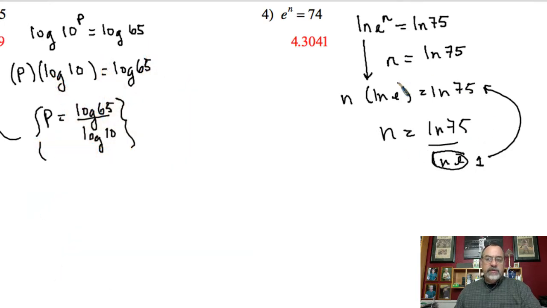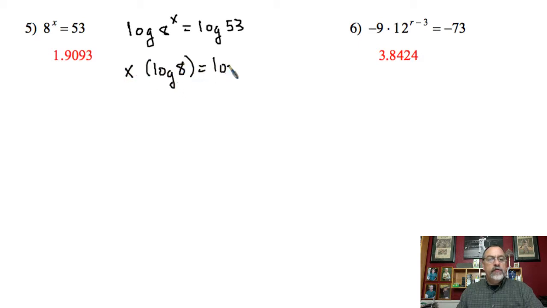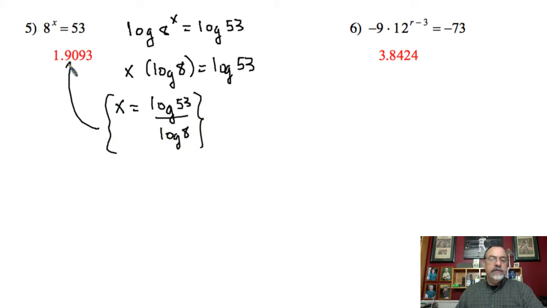Okay. Let's do some more examples. Okay, example 5 here, the term that has the variable is already isolated, so to undo the exponential, we're going to take the log of both sides, equals log of 53. We then apply the power property, so that's log of 53, and then we divide by log of 8, so this is equal to log of 53 divided by log of 8. And again, this would be our exact answer. This would be the decimal approximate.